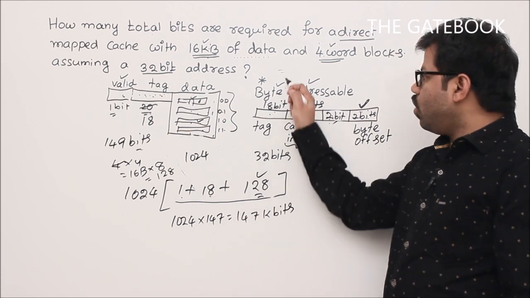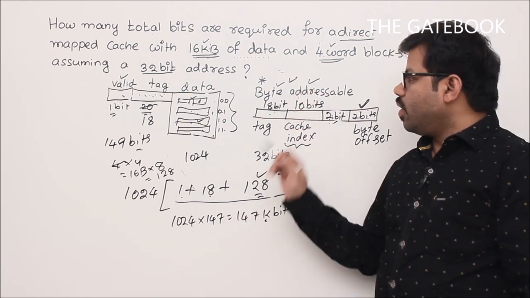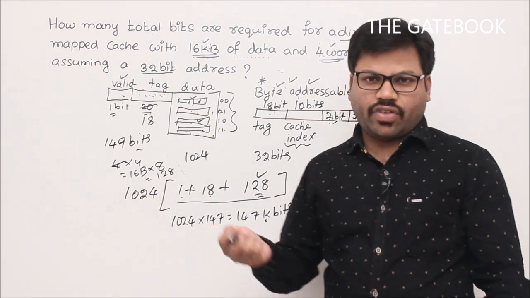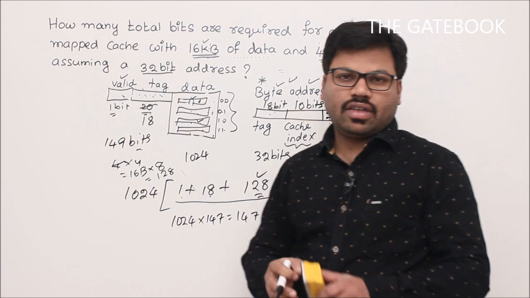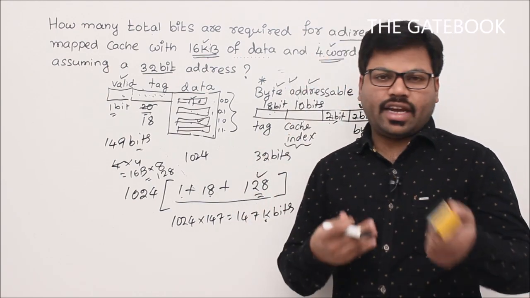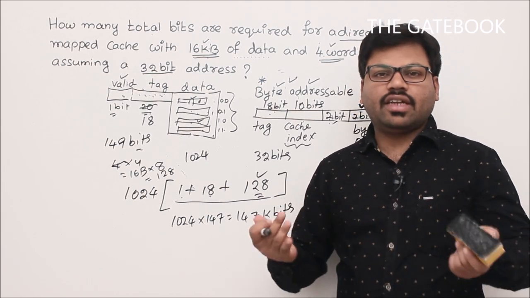Okay. From now onwards you remember these two techniques. If the problem is about byte addressable, we should do like this. If the problem is about word addressable system, we have to do like this. That's the difference. There is a small difference. Understand? So this is about direct mapping problem.